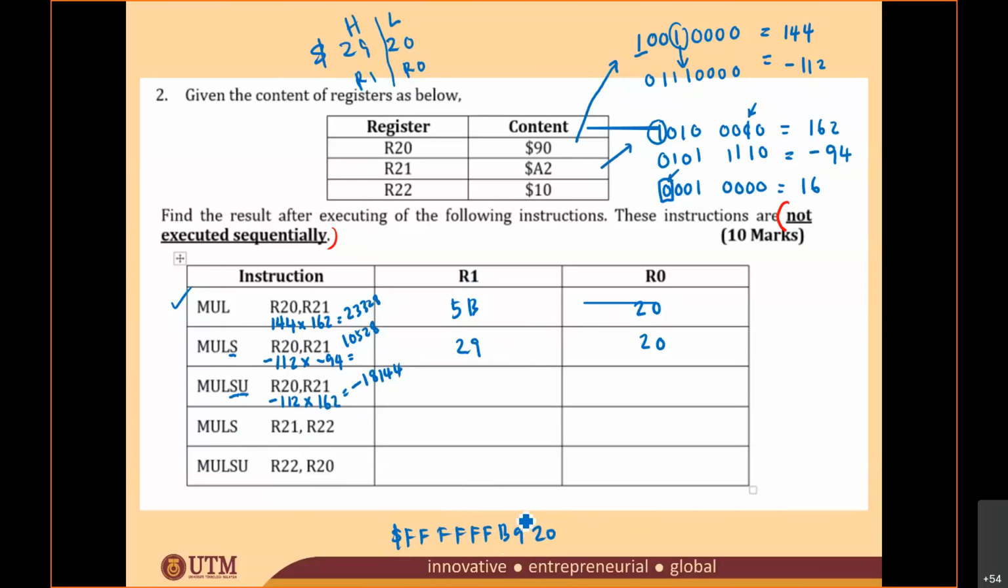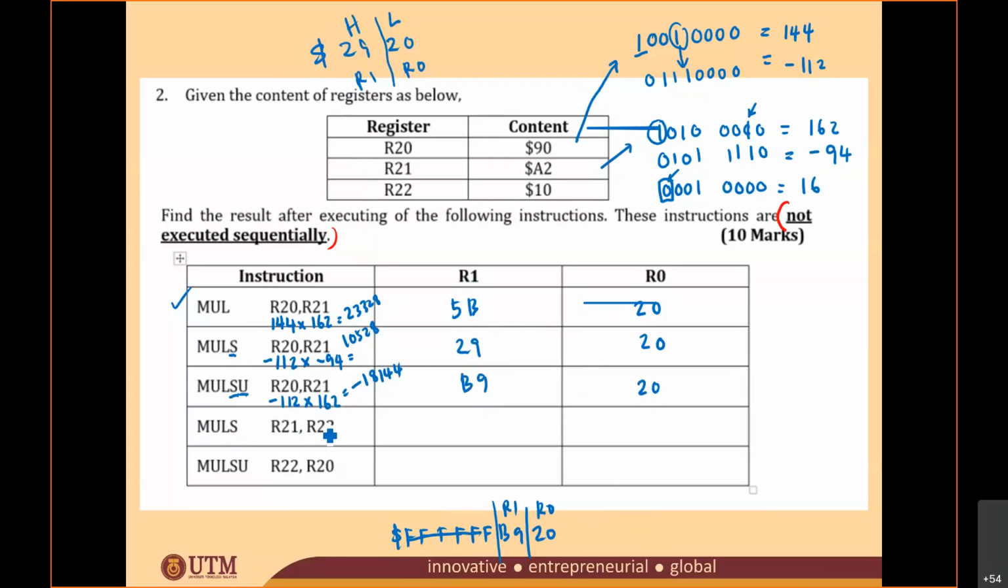Now you need to figure out which value will be stored to R0 and R1. We take from here, from right to the left. This goes to your R0, this will go to your R1, while the rest you just ignore. So the value B9 goes to R1 and 20 to R0.